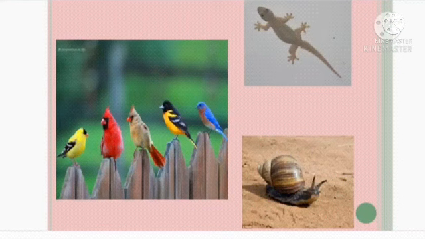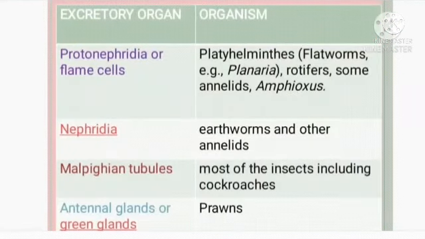Next we are moving on to excretory organs and the organisms that have them. We should know some of the excretory organs and the names of the organisms having them. It can be asked as a 1 mark question. Protonephridia or flame cells are excretory organs. Like our excretory organs are the kidneys.